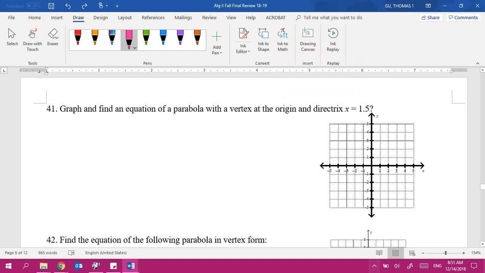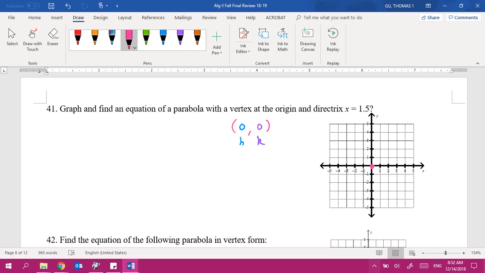All right, 41. Graph and find an equation of a parabola with a vertex at the origin. So I'm going to go ahead and graph the vertex at the origin. That's right here. Which means my vertex is, what's the point on my vertex? It's going to be 0, 0. So h is 0, and k is also 0.